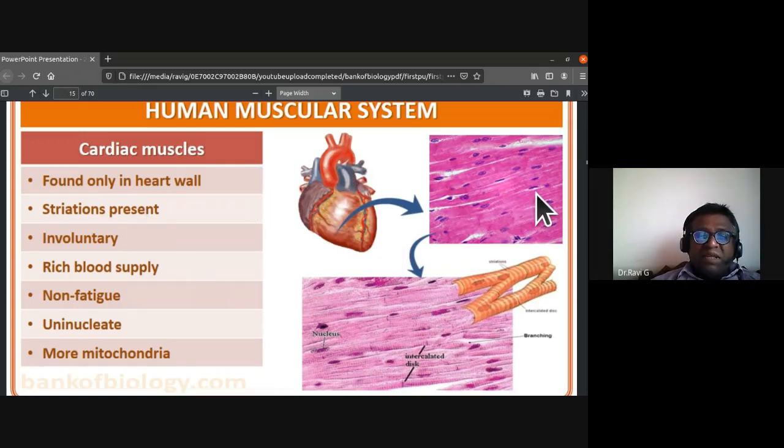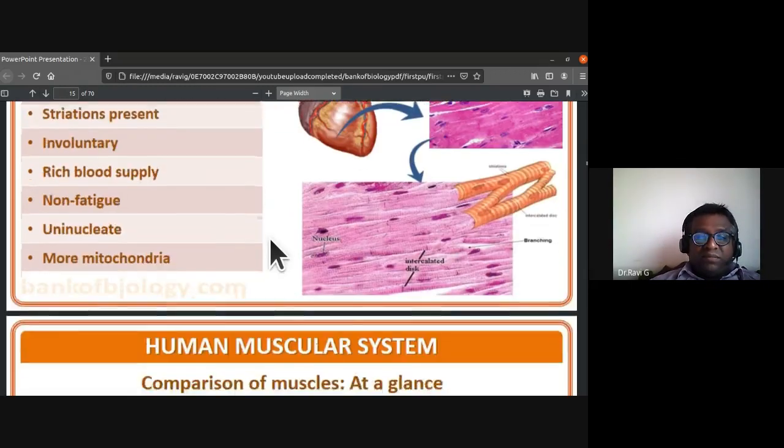Striations are present, and they are involuntary. They are not under our control. You cannot control your heartbeat. They have rich blood supply. They do not undergo fatigue. That is, they are never going to be tired. They are uninucleate. You can also notice the branching of the cardiac muscles, and they have intercalated discs. So branching, intercalated discs, uninucleate, and more mitochondria. So these are the features of cardiac muscles.